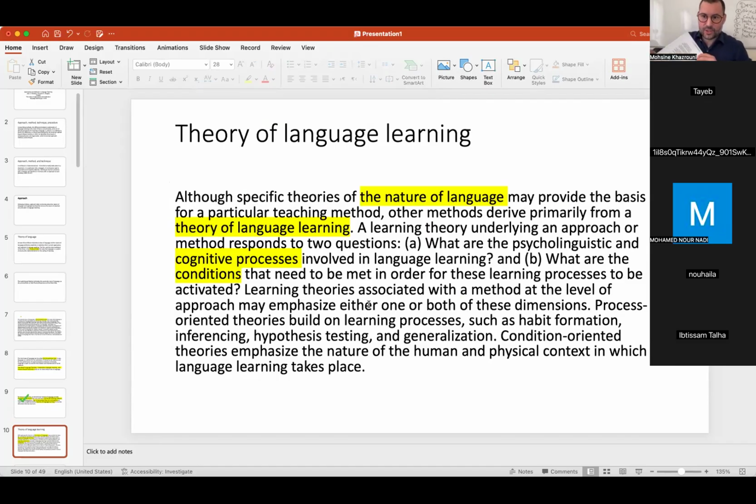If you have any questions on the chapter, you can ask me. So I'm trying to summarize for you the chapter. Based on that, we can start talking about a variety of teaching methods, language methods.